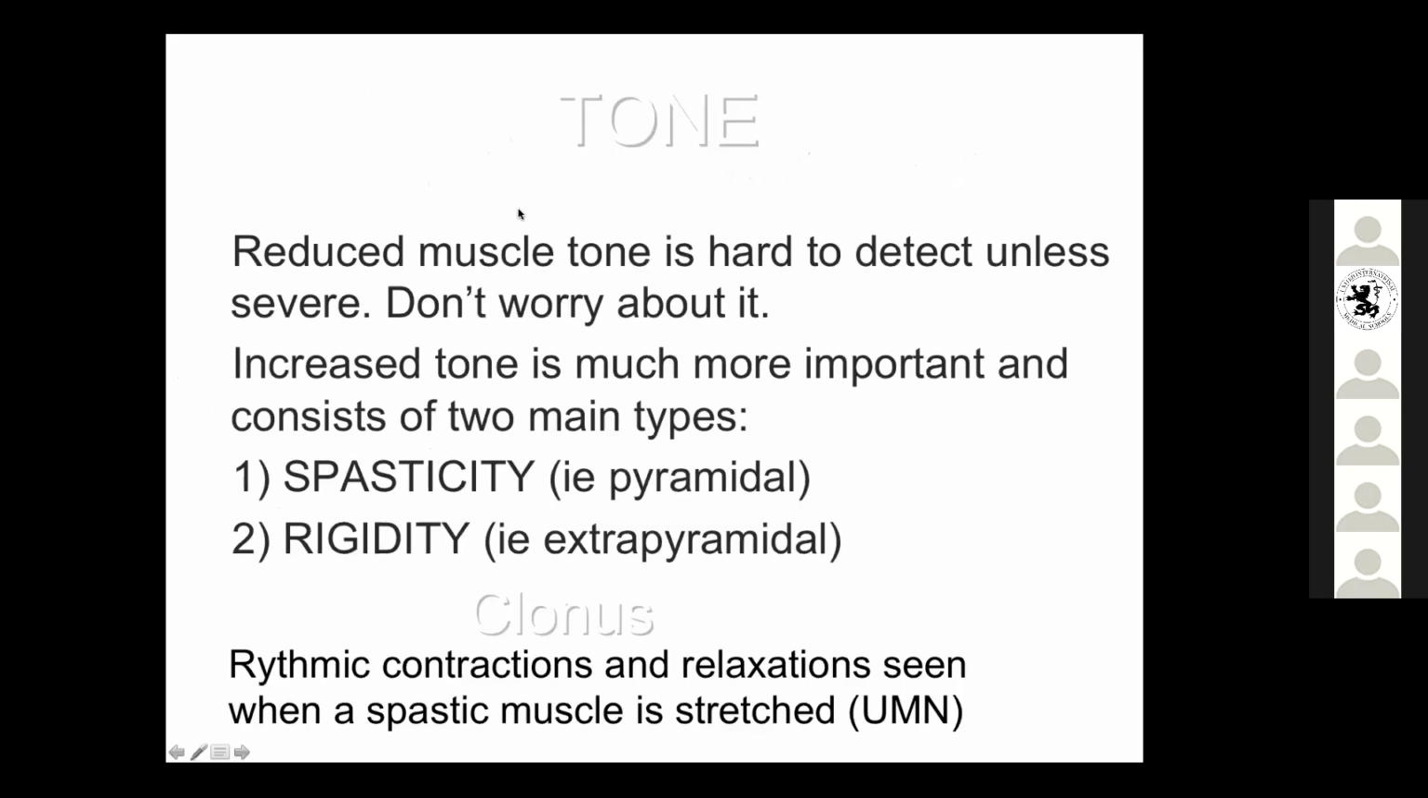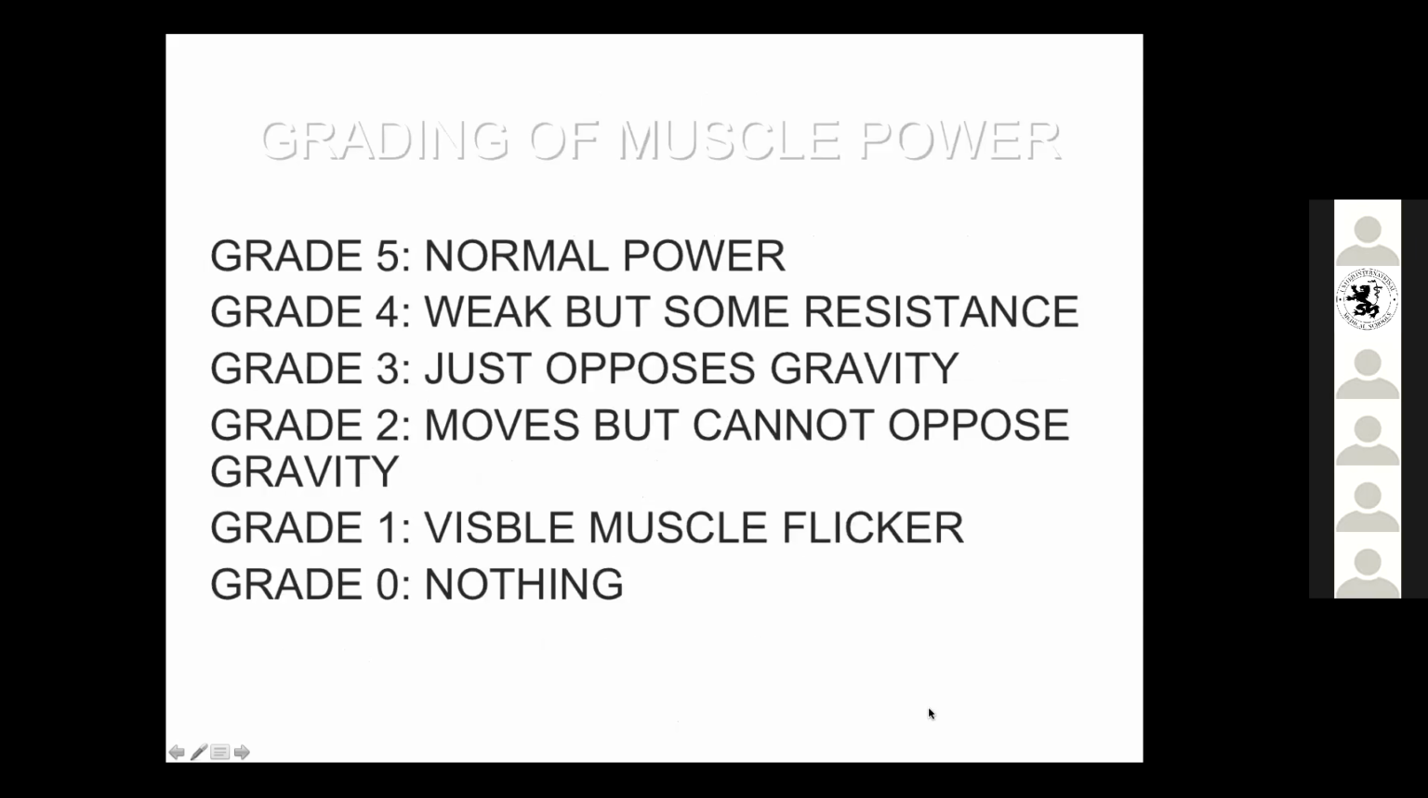and it can help us diagnose the condition. For the muscle tone, as we said, we can have either spastic or rigid muscle tone or a flaccid muscle tone, depending on whether it's an upper motor neuron lesion or a lower motor neuron lesion. And clonus is a rhythmic contraction of the muscle that happens when a spastic muscle is stretched, and it suggests an upper motor neuron lesion.